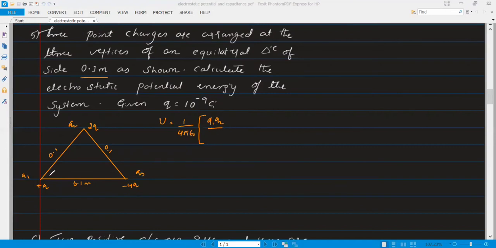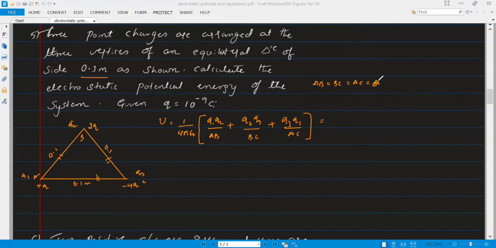Q1 Q2 divided by the distance; let's name this A, this B, and this C. So Q1 Q2 divided by AB plus Q2 Q3 divided by BC plus Q3 Q1 divided by AC. Now let's substitute. Since this is an equilateral triangle, this side and this side are all the same. That means AB is equal to BC is equal to AC. Let's take one of them and call it A.